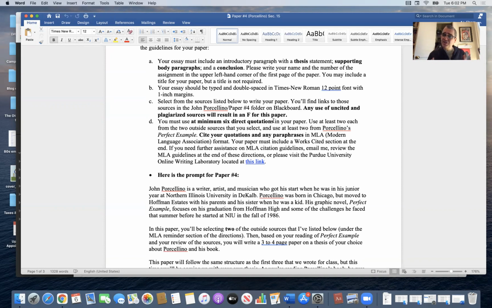The goal is to have looked at this material, have absorbed it, thought about it, and then respond to it. It's your foundation for a paper like this, that research. So for this one, the way I break it down in my imagination when I'm thinking about an essay like this is that you want at least 2 direct quotations from Perfect Example itself, from the book.